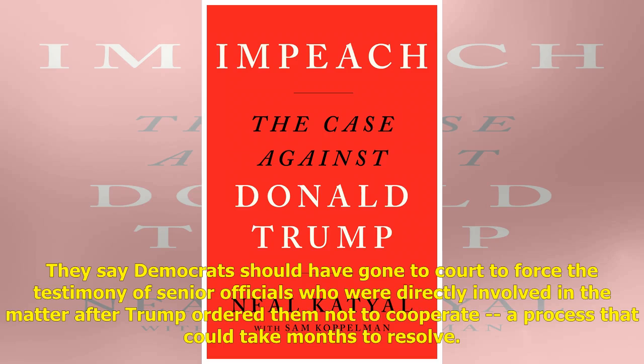They say Democrats should have gone to court to force the testimony of senior officials who were directly involved in the matter after Trump ordered them not to cooperate, a process that could take months to resolve.